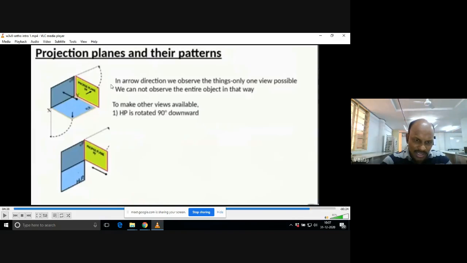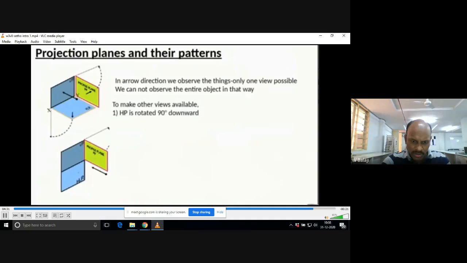See here. So what I am doing is the vertical plane I kept as it is. The HP I am rotating clockwise 90 degrees downward. So what I have done is I am making this HP in line with VP. Now the only thing is the profile plane is as it is till now. So again what we have to do, rotate this also like this, so that all three planes are in line with each other. It appears something like your drawing sheet.